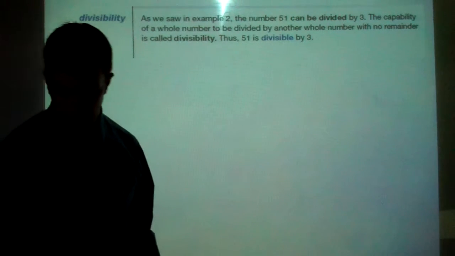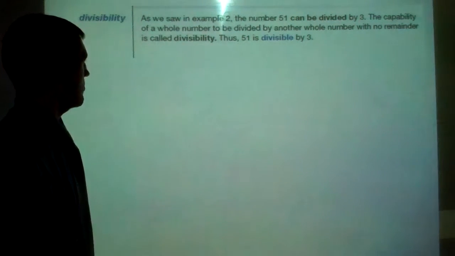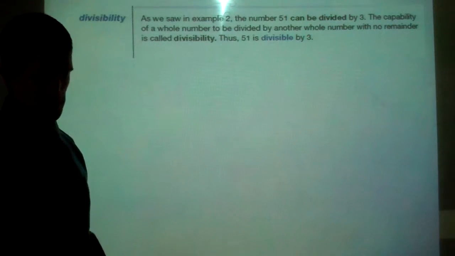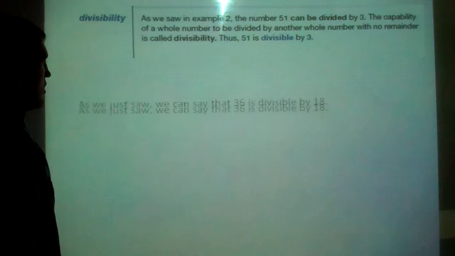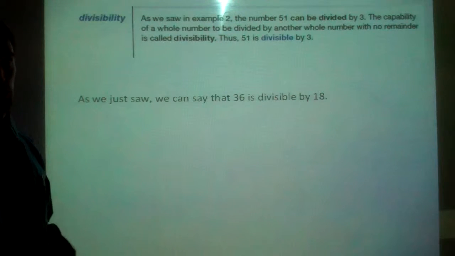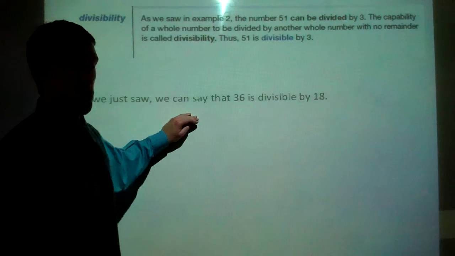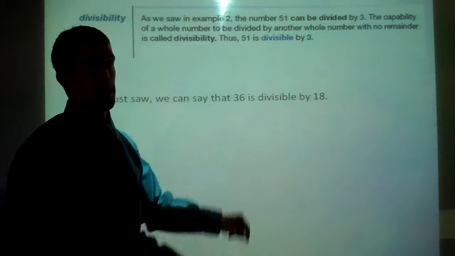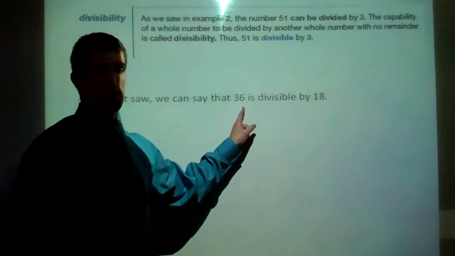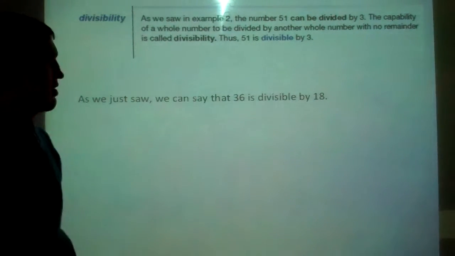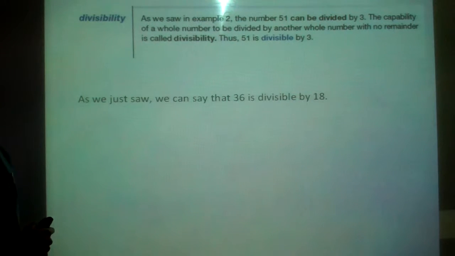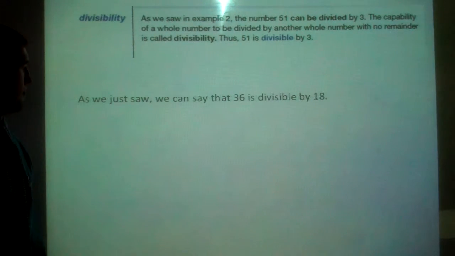Alright, along with those factors, we could say something along the lines of, if we look at 36, we knew that 36 could be divided by 18, so we would say 36 is divisible by 18. That's what divisibility is talking about.